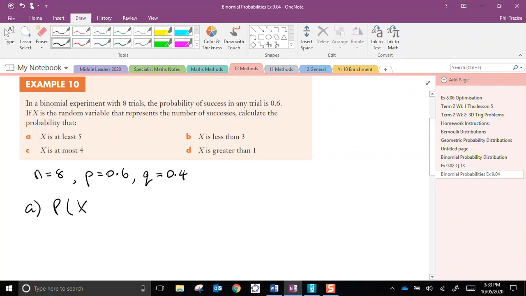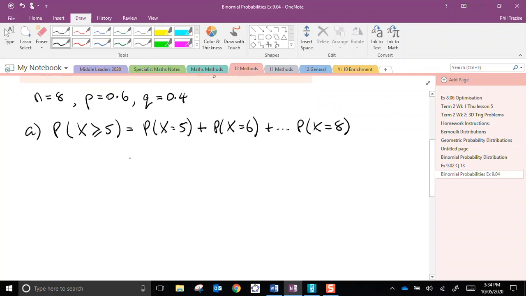So X, if it is at least 5, it means 5 or greater. So X is greater than or equal to 5. Now this is where the calculator is going to save us a lot of work, because technically, of course, this means we need to calculate the chances that X equals 5, or the chances that X equals 6, or the chances that X equals 7, all the way up to, now there's not terribly many in this case, but you can imagine in some other examples where there's a lot more trials, there's going to be a large number of very tedious calculations here. Now, how do I use my technology?